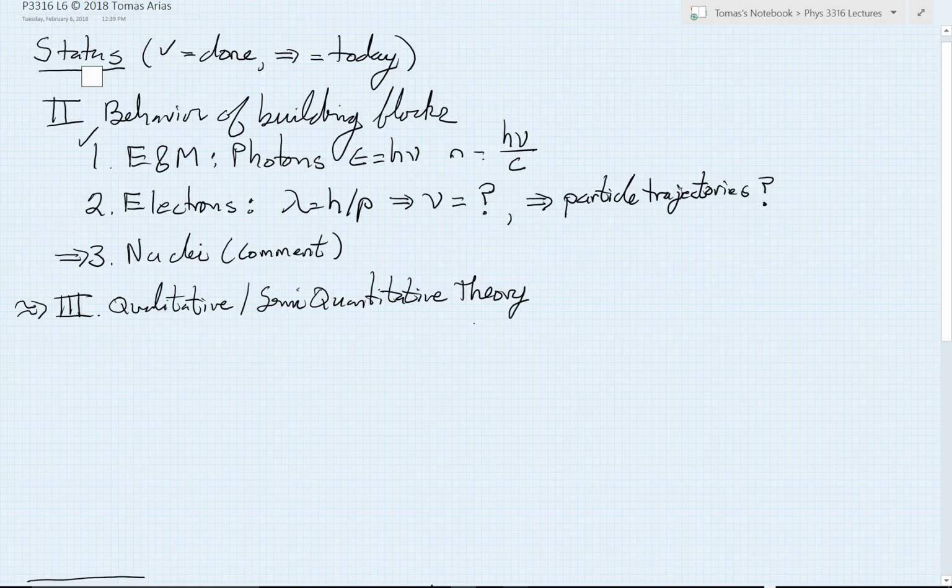So here we are for today's lecture, referencing once again our course outline, where check marks indicate topics that we've just completed recently, and arrows represent topics that we'll be discussing today. So here we are in the second unit of our course. We had previously established the building blocks. We're now trying to understand their behaviors.